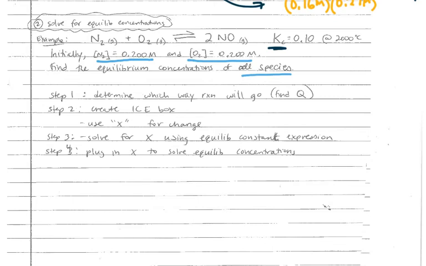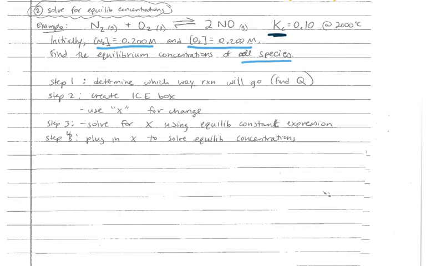So the first thing we need to do is determine which way the reaction will go. Now, in this circumstance, it's pretty obvious. We're only given amounts of reactants. We don't have any product. So the only direction for this reaction to go is forward. There's no product to go in the reverse direction. So obviously, if you're just given reactant, you're going to go in the forward direction. So then the second step is to create our icebox.